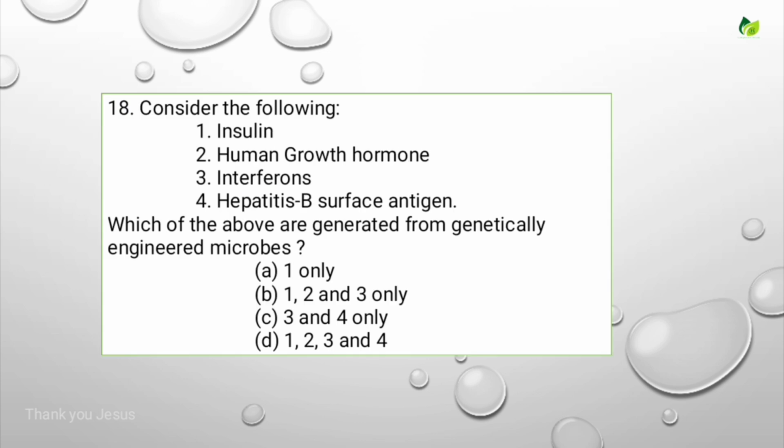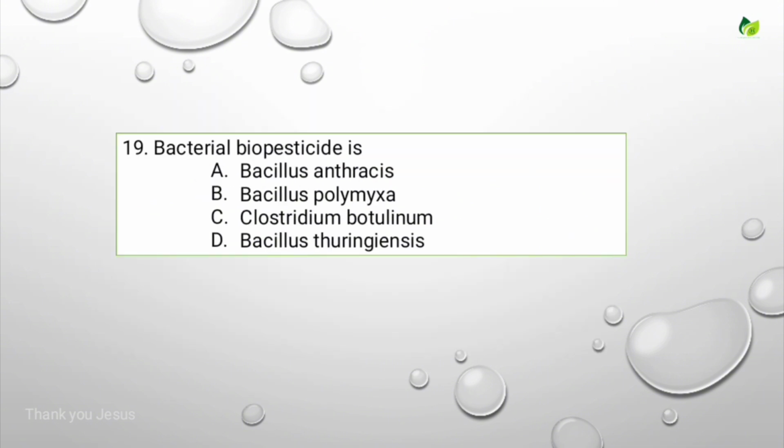Consider the following. So here also you have to give the correct statements. Insulin, human growth hormone, interferons, hepatitis B surface antigens. Among them, which of the above are generated from genetically engineered microbes? For this, options are 1 only, 1, 2, 3 only, 3, 4 only, 1, 2, 3, 4 only. For this, insulin, human growth hormones, interferons, hepatitis B, they are all generated by genetic engineering process only. Let's see the next question.